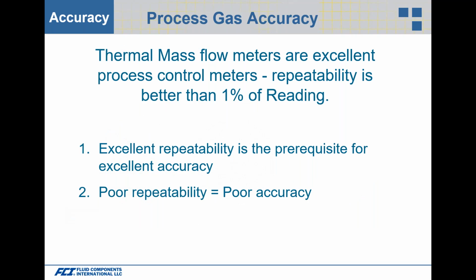So with thermal mass flow meters and air and gas, they're excellent process control meters. Repeatability is better than 1% of reading, meaning those dots are all going to be aligning repeatedly in the same area. Excellent repeatability is a prerequisite for excellent accuracy. If you don't have repeatability, you don't have accuracy. Poor repeatability, poor accuracy.